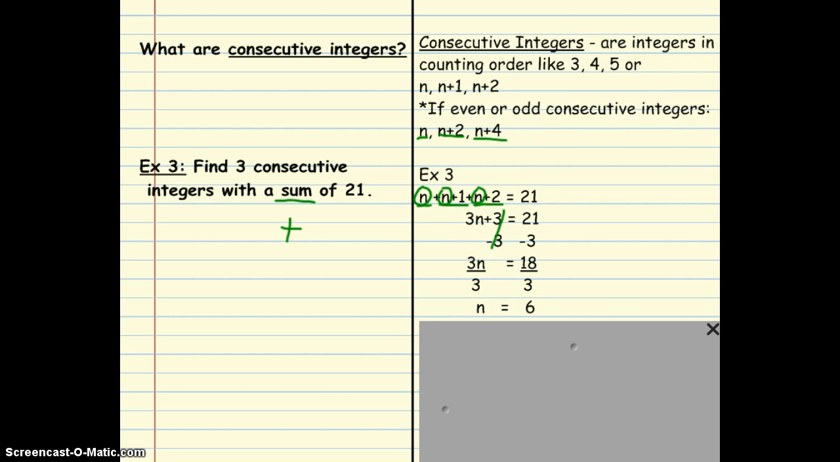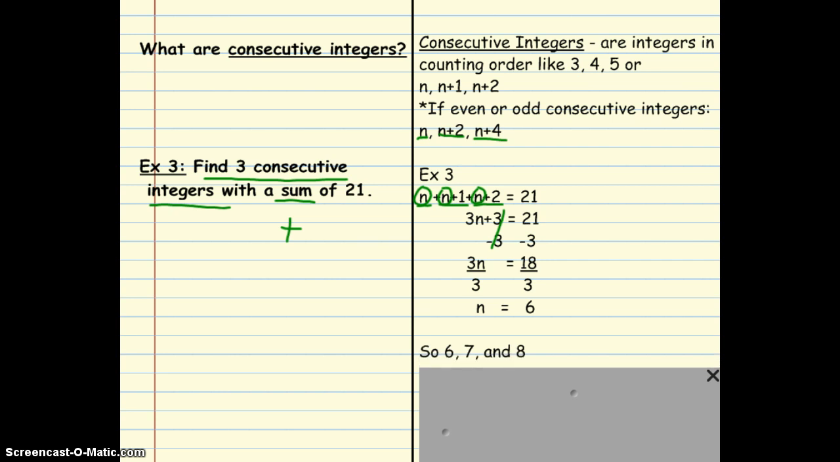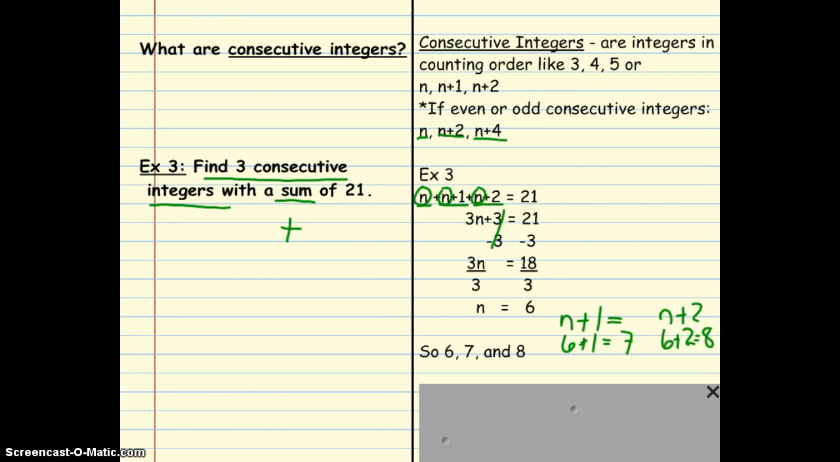But don't make the mistake of stopping here, because it says find 3 consecutive integers. That means you need to have 3 answers. That means our first number is n, but our next number needs to be n plus 1, which would be 6 plus 1, so that would be 7. And then the next number would be n plus 2, so 6 plus 2, which is 8. So our answer needs to be not just 6, but 6, 7, and 8 are 3 consecutive integers with a sum of 21.